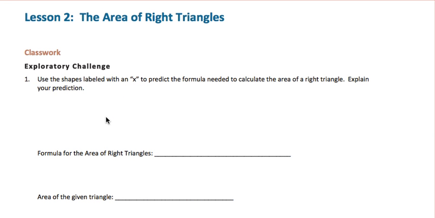So if two right triangles added together equal the area of one rectangle, then the formula for the area of right triangles would have to be 1/2 times base times height, because base times height is how we find the area of a rectangle.